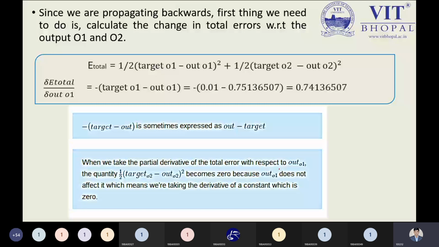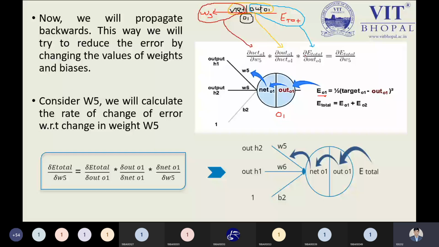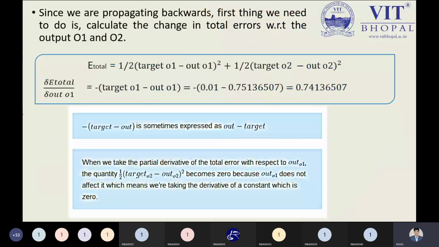Since we are propagating backward, the first thing we need to do is calculate the change in total error with respect to out O1 and out O2. So the first part we are calculating is the partial derivative of E total with respect to out O1. So we are trying to calculate this part right now.